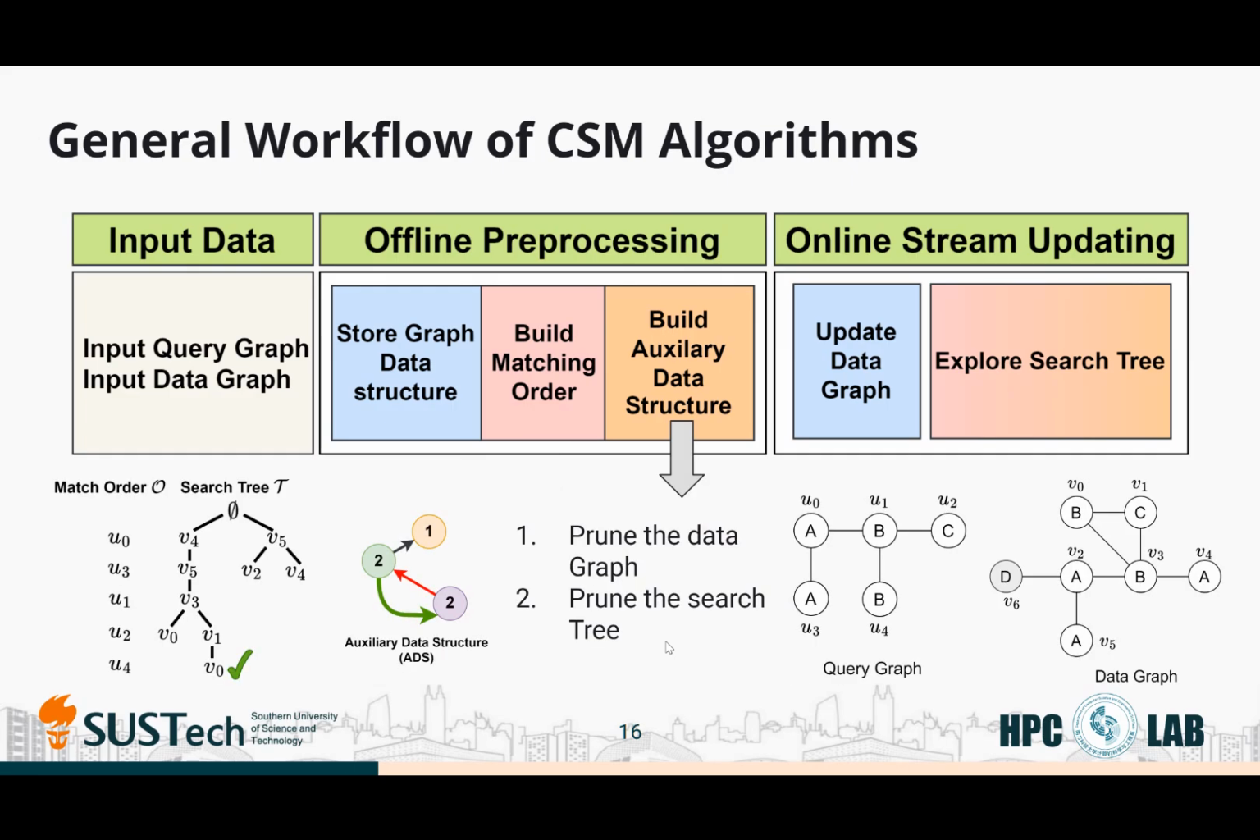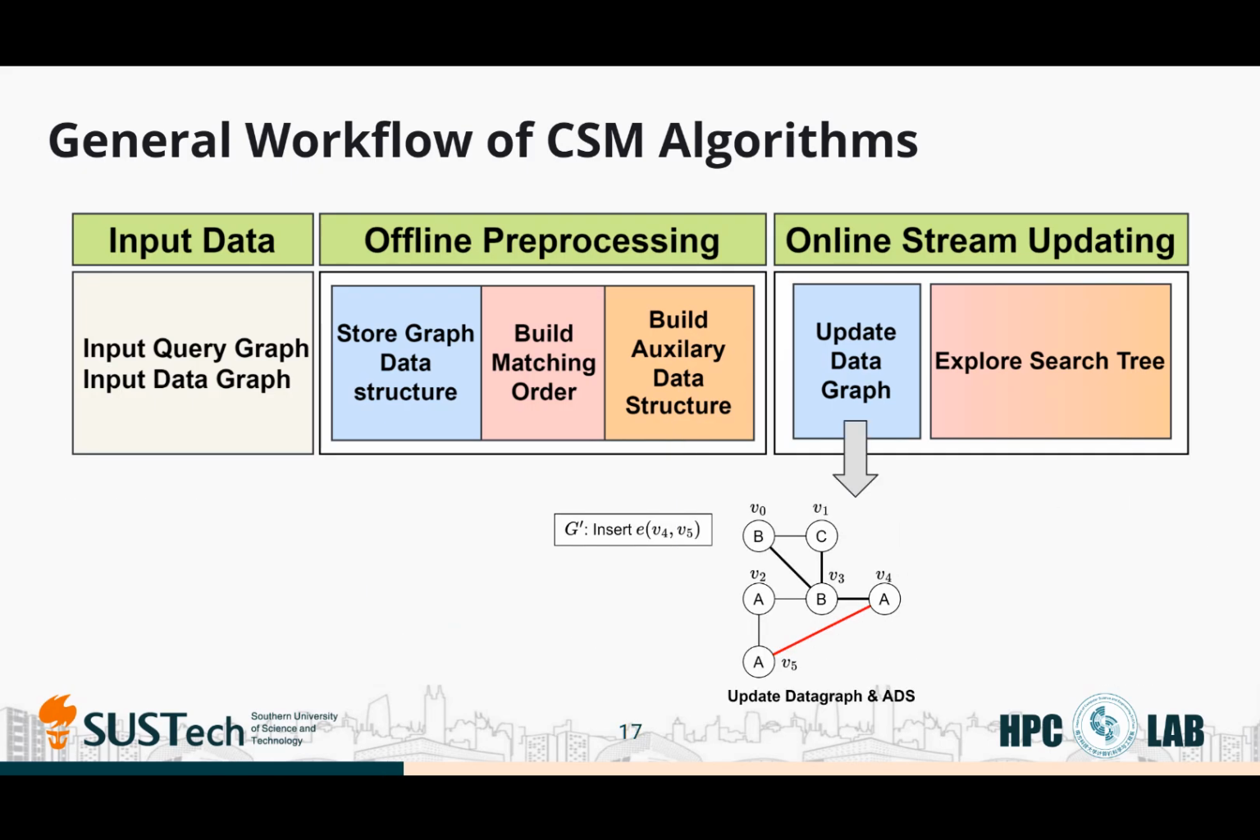Another preprocessing technique is building auxiliary data structures. For example, if we see the data graph on the right, assume that we are putting in a data graph that has a new node with label D. However, we don't have a label D in the query graph. So here, the auxiliary data structures may help to prune the data graph of unusable data vertices or edges. And then in the online section, we update the data graph with the stream.